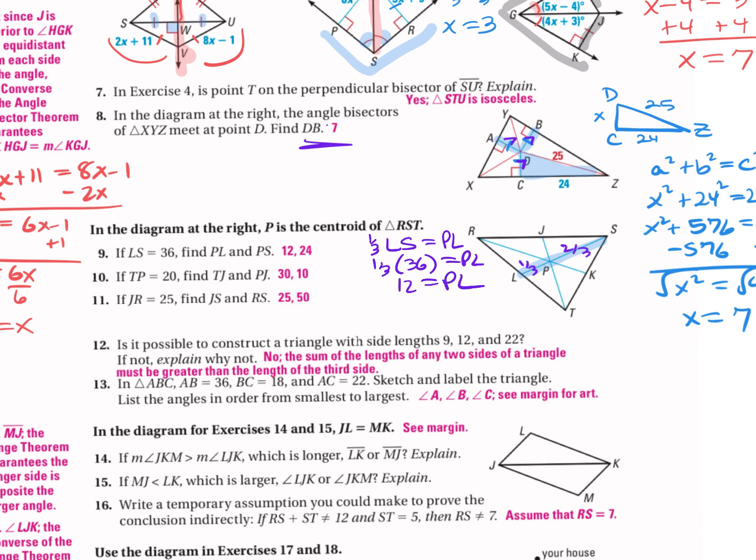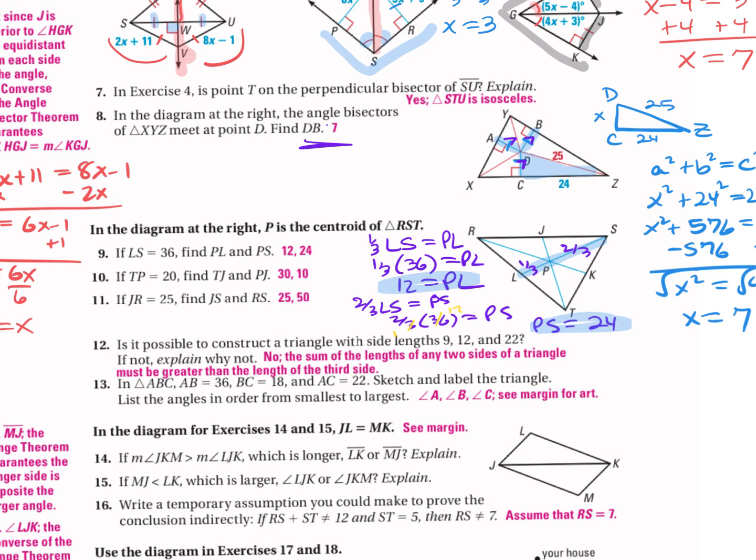And then to find the length of PS, I'm going to do the same thing, but it's 2/3. So 2/3 LS equals PS. So 2/3 of 36 equals PS. So PS equals 24. You could go ahead and simplify diagonally here, make this a 1, make this a 12, and then multiply. Now, remember, these two numbers that we get here for PL and PS, when you add them back together, they need to add up to be 36, or you've done something wrong.